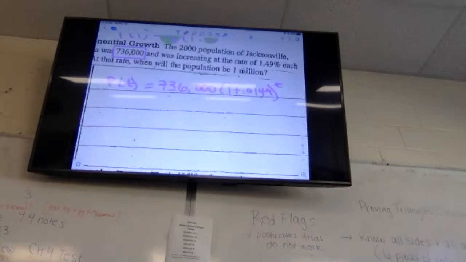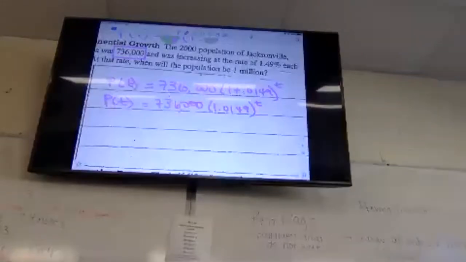The only other thing I want to do before we finish this problem is combine the terms inside of that parentheses. I'm just going to add them together. So I've got P of t equals 736,000 times 1.0149 raised to the t. Some of you might have already done that. You might have just physically added them in your head instead of putting the plus sign. That's fine. I just want to make sure mine's nice and pretty too.